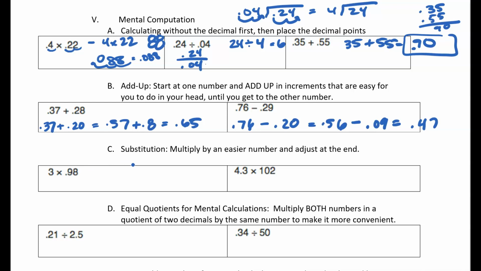You don't have to do that, but that's another suggestion. C, this suggests substitution. So multiply by an easier number and adjust at the end. With this one, instead of doing 0.98, and this happens all the time, think about when you go shopping. So many prices end in 0.98.